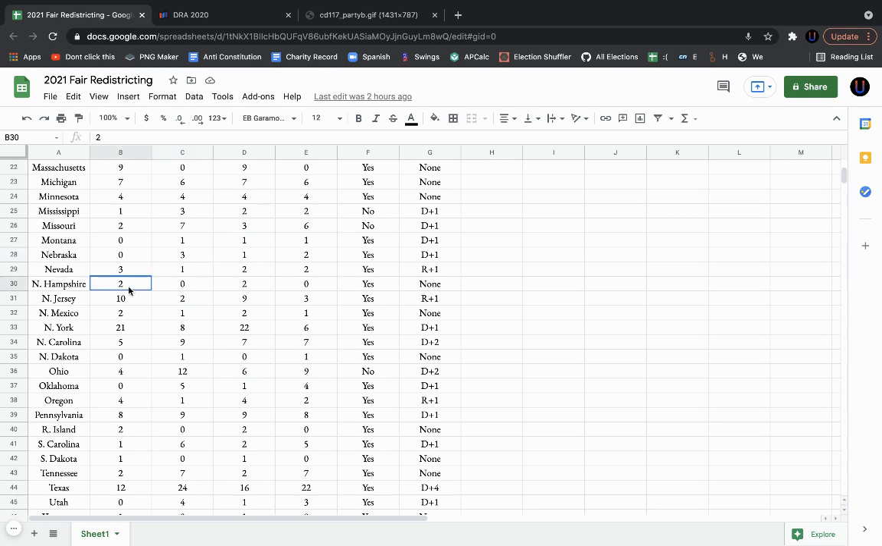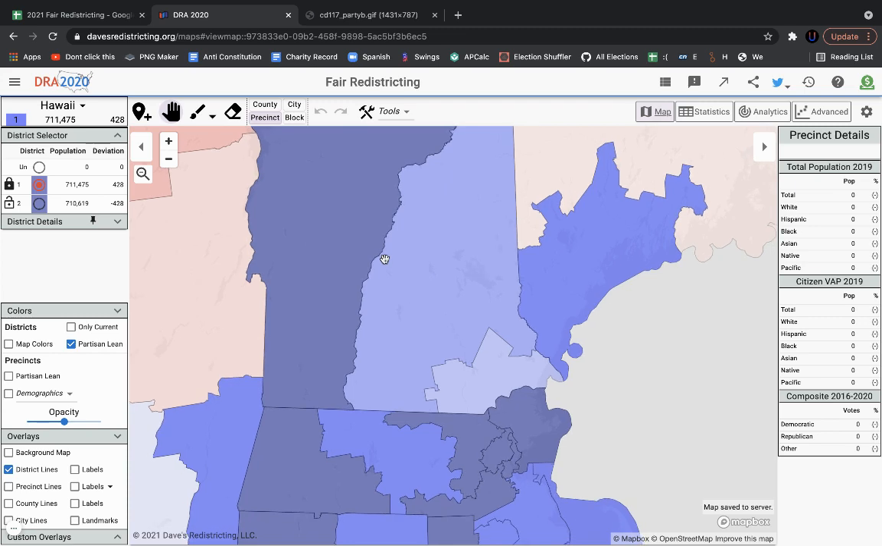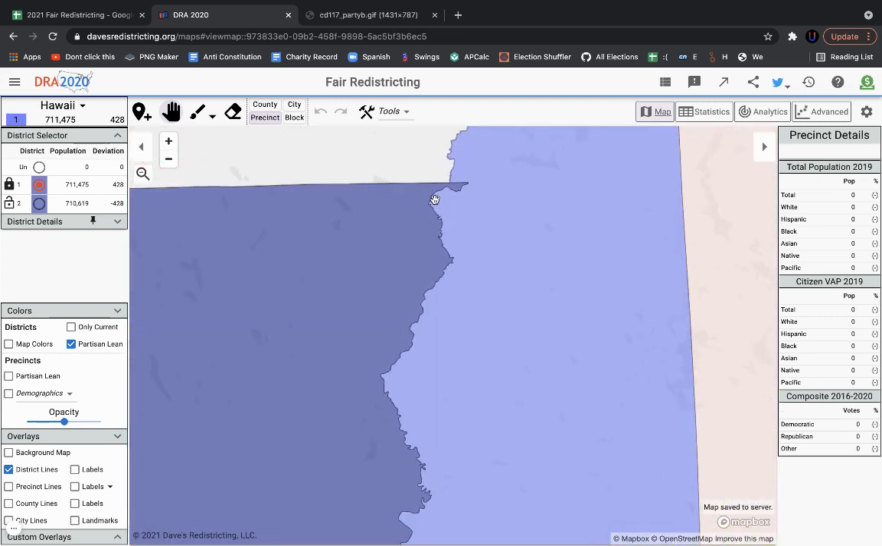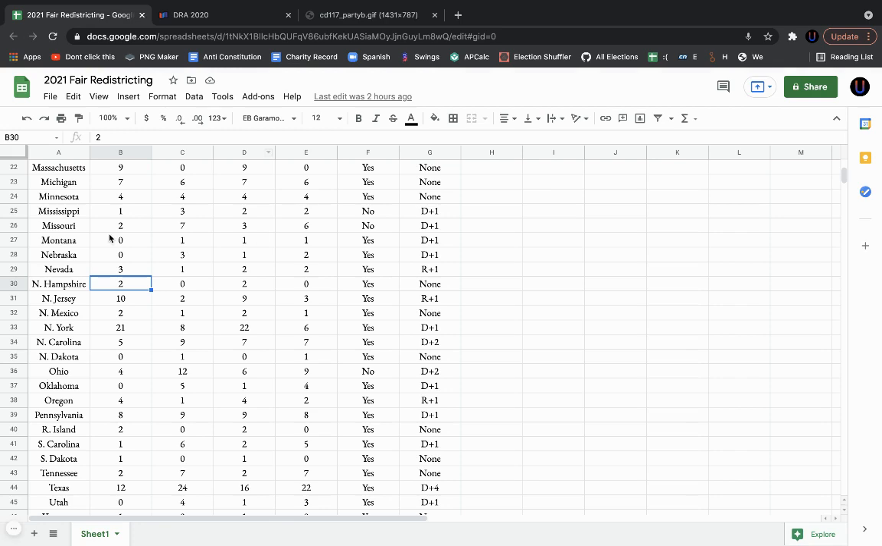Then you go over to New Hampshire, a 2-0 map. I used 2020 presidential data. It's very hard to draw a map of New Hampshire where you give Trump a district without it being really gerrymandered. So I did this. It doesn't split cities and it keeps communities of interest together. So I like that map.